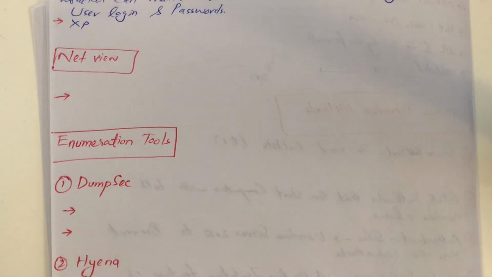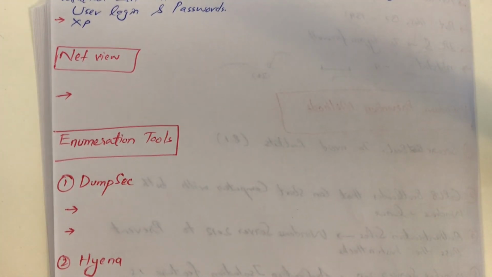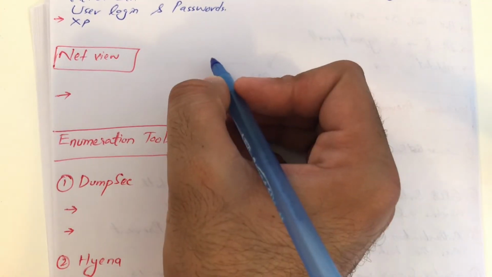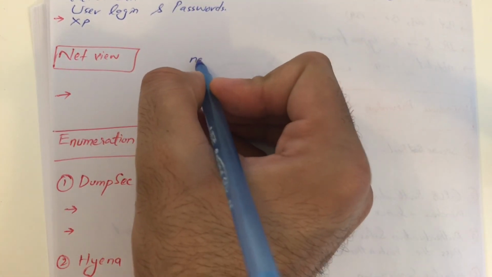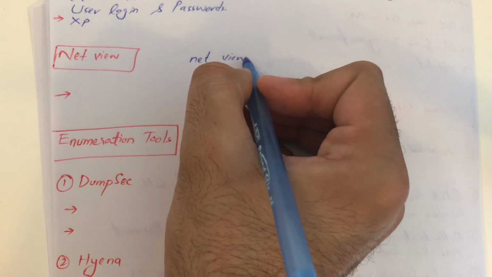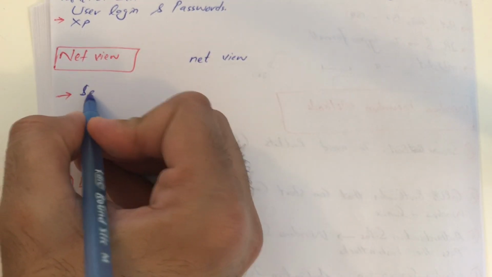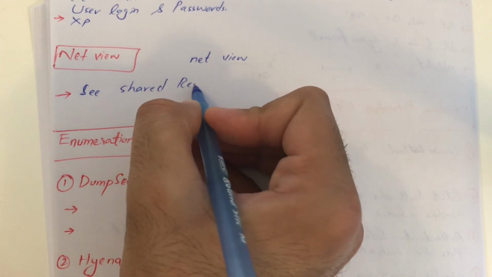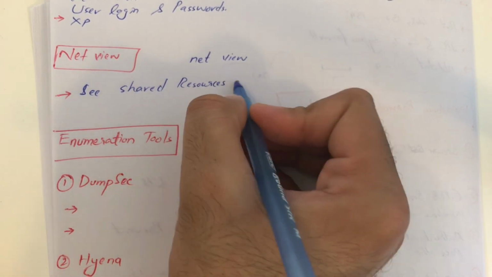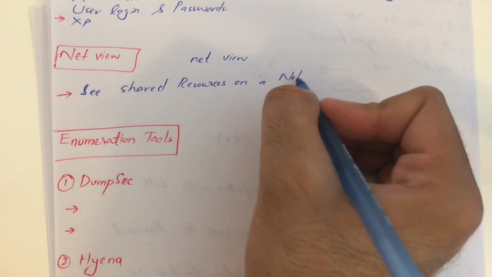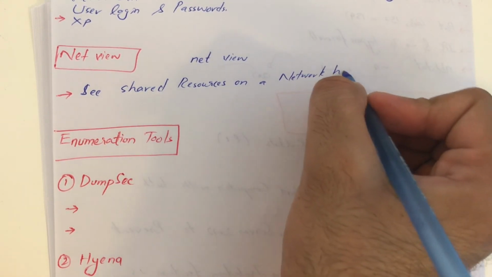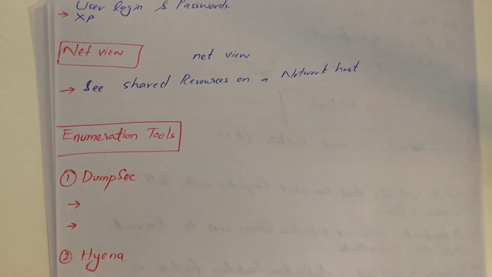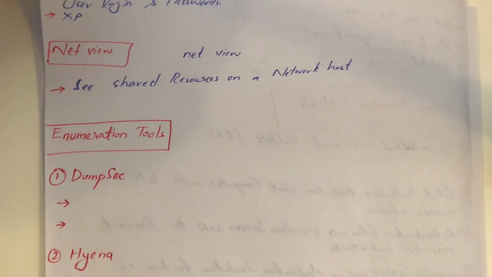Another command which you can directly run on your Windows computer is net view. If you just type net space view, you can see shared resources on a network host. So you can actually see the shared resources, shared devices on a computer, their IP addresses and other stuff.